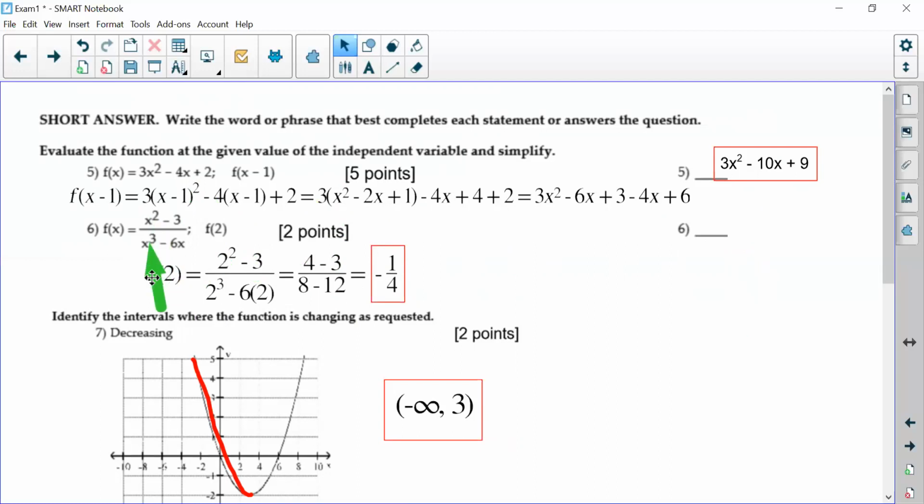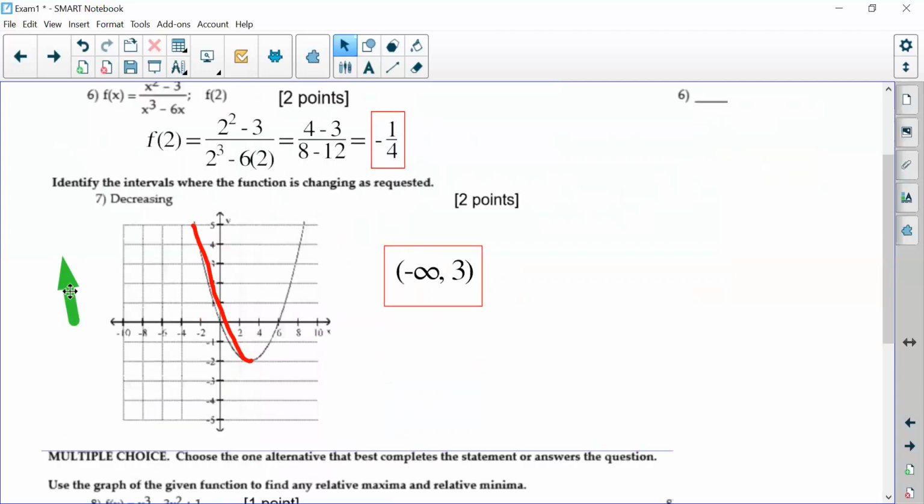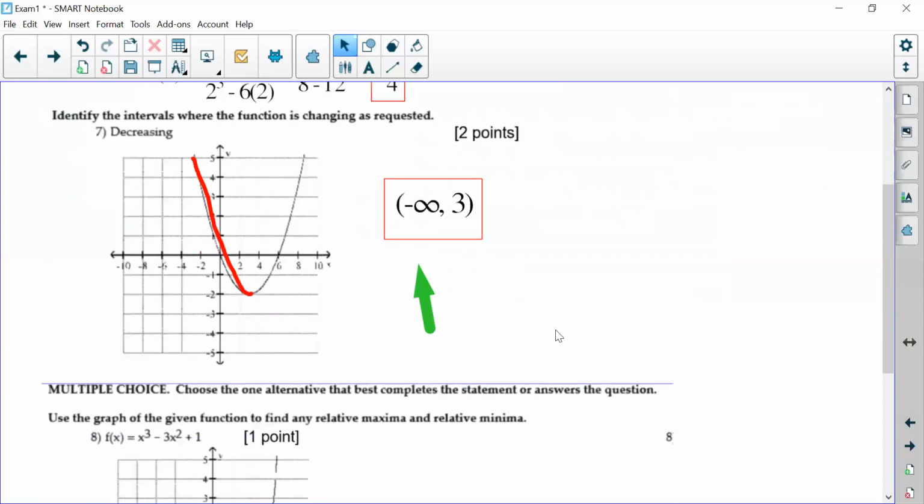So all the x's are the holders of the input, and the input is 2. So you get 2 squared minus 3 divided by 2 cubed minus 6 times 2. Evaluate, and you get negative 1/4. Number 7 is decreasing. You always read it from left to right. So this is decreasing all the way from negative infinity until x is 3. So that's the interval when it's decreasing.